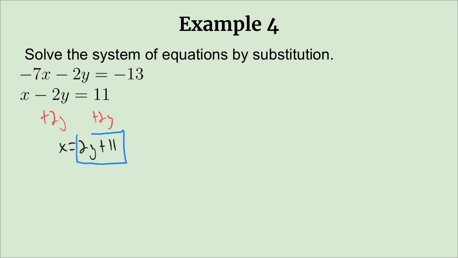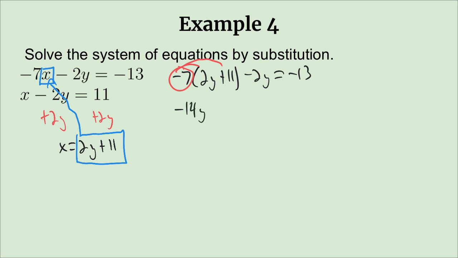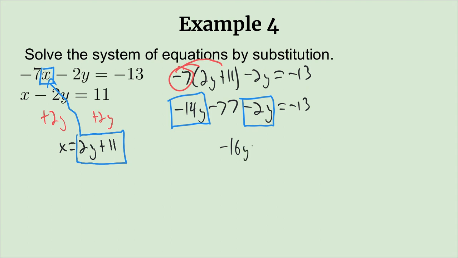We're going to take that 2y plus 11 and plug it in for the other x in the other equation. So now we'll have negative 7 times 2y plus 11 minus 2y equals negative 13. Distribute that negative 7 out. We get negative 14y minus 77 minus 2y equals negative 13. Our y's are on the same side, so we can combine like terms here. We get negative 16y minus 77 equals negative 13.